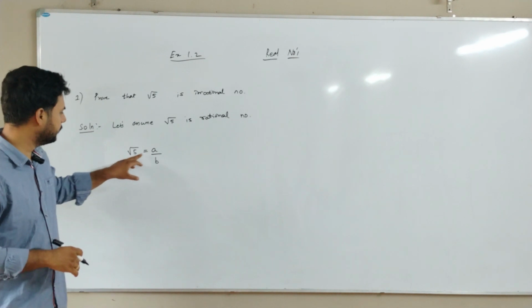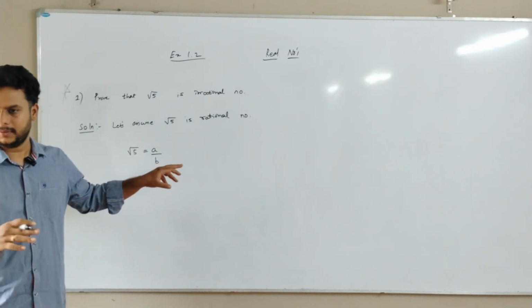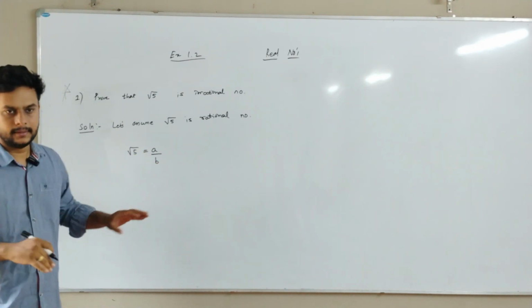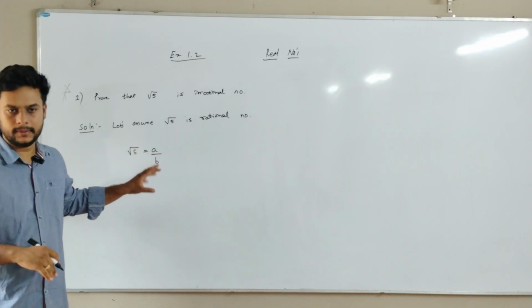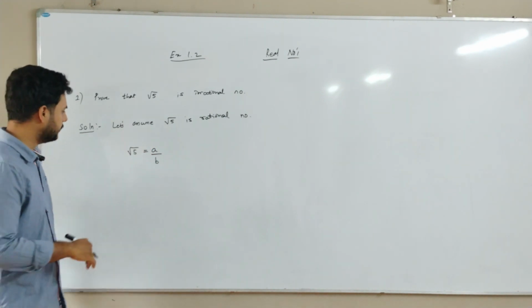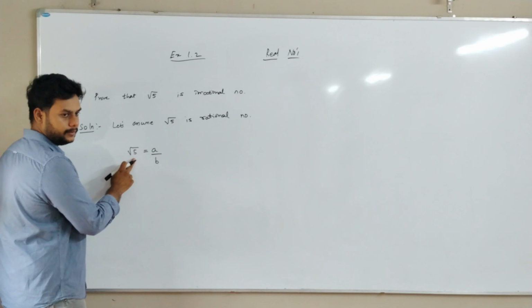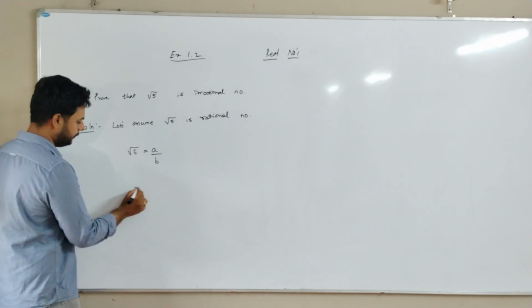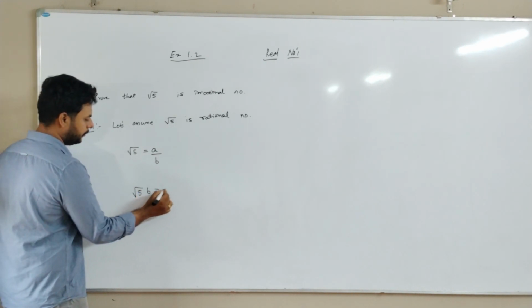So rational number root 5 is equal to a by b. Some people will write p by q. How you want, you can write, no problem. So root 5 is equal to a by b. Now it's a rational number. Next, this b I will send here. So root 5 b is equal to a.